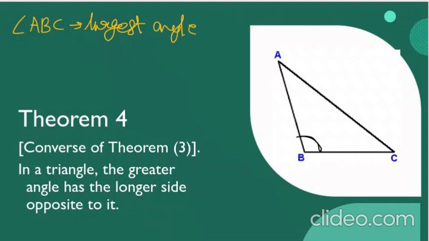Now which is the side opposite to angle ABC? That is side AC. So AC becomes my longest side. Why does it become the longest side? Because whenever I have a greatest angle in a triangle, the side which is opposite to that greatest angle will be the longest side, and the vice versa is theorem 3.